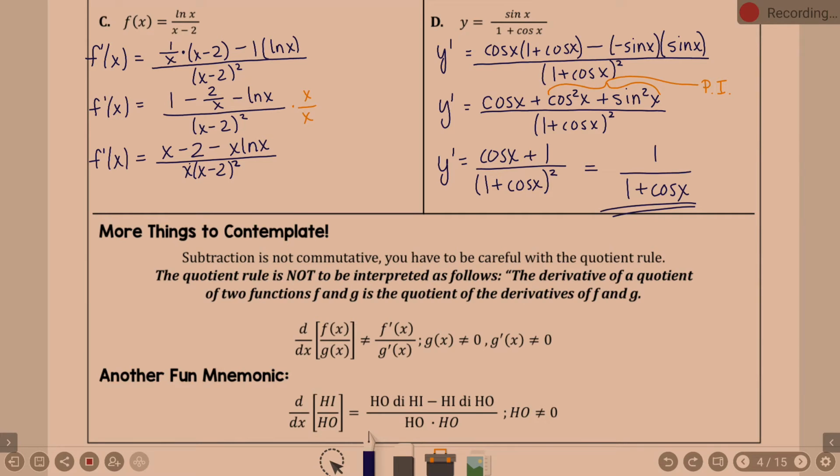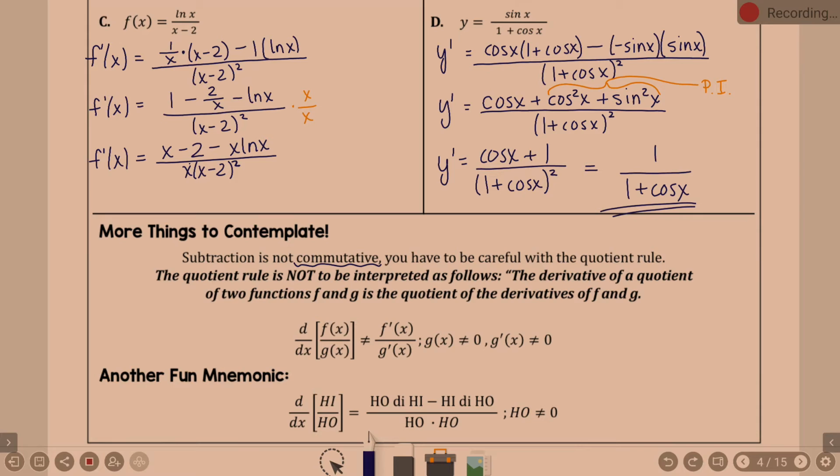Okay, bottom of this page. I tried to stress yesterday, for the product rule the order doesn't matter. Derivative of one, keep the other, and then flip the situation because you're adding, right? Subtraction here, okay? Reminder that subtraction is not commutative. You can't just do one, then the other. It matters. So you have to be careful with the quotient rule.